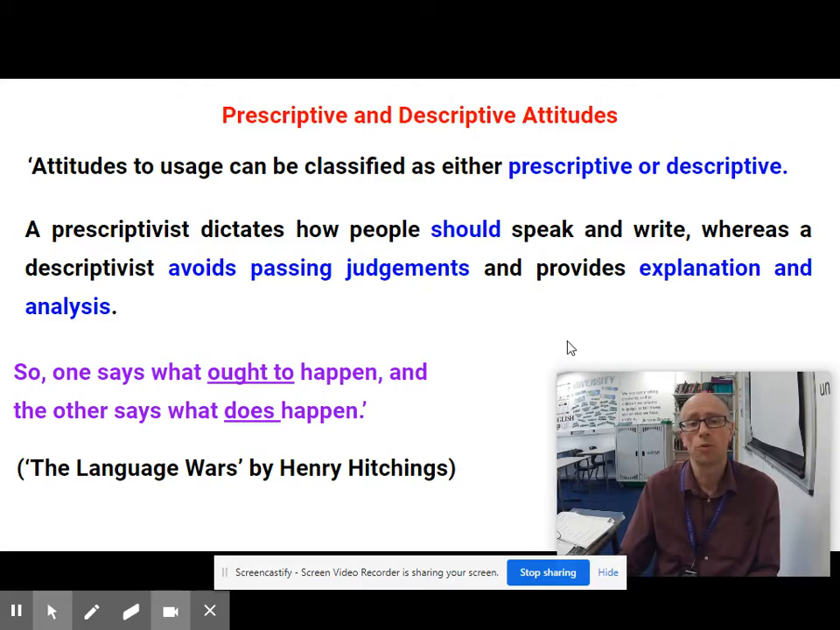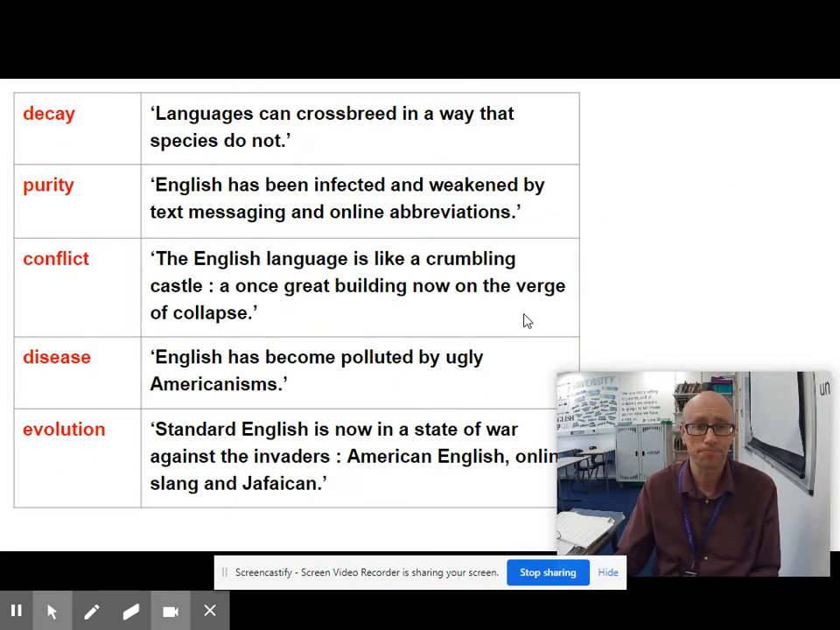So one says what ought to happen, i.e. that's the prescriptive point of view, and the other one says what does happen, that's the descriptive point of view. And that's a quotation from Henry Hitchings in The Language Wars.